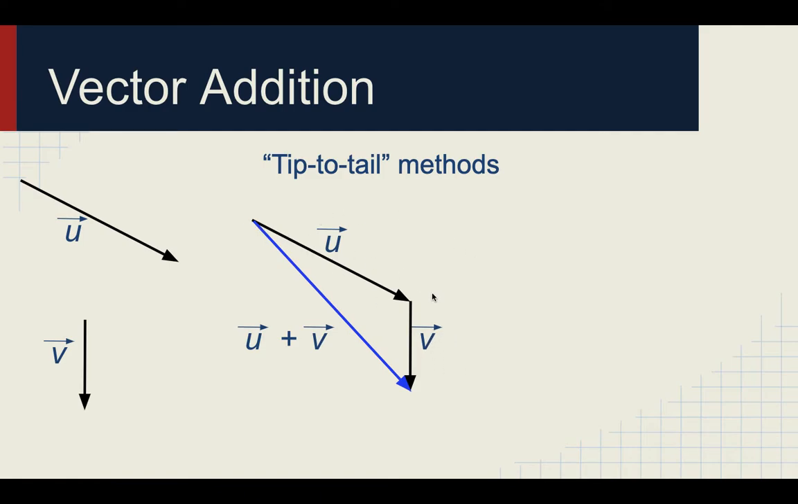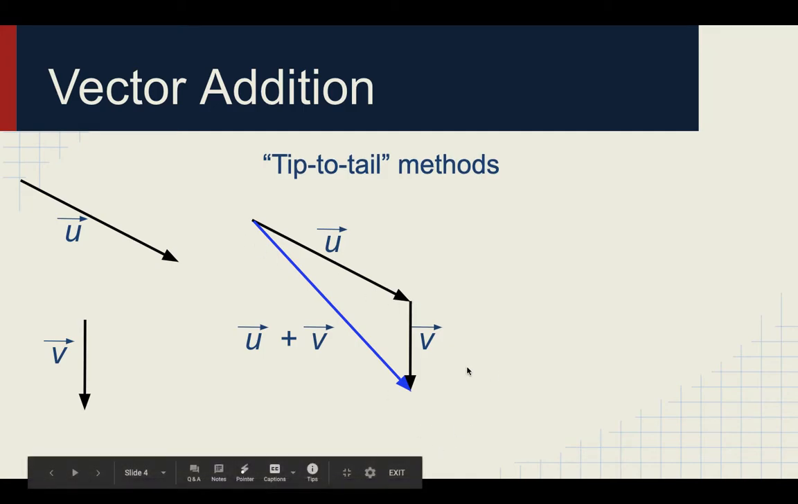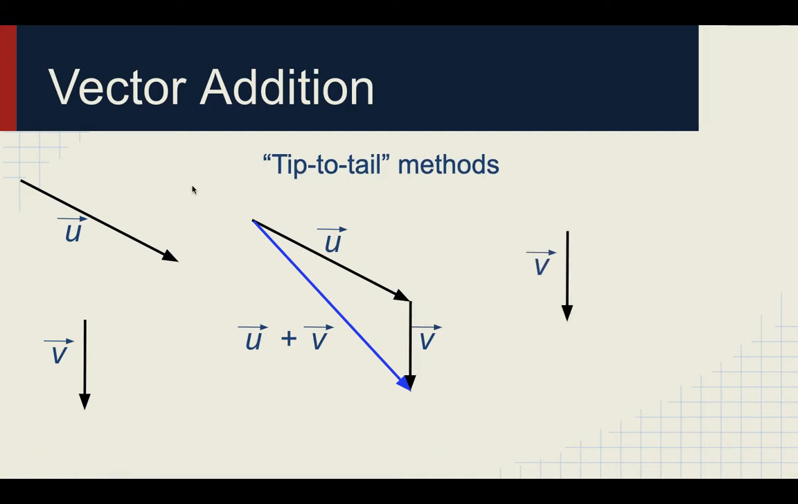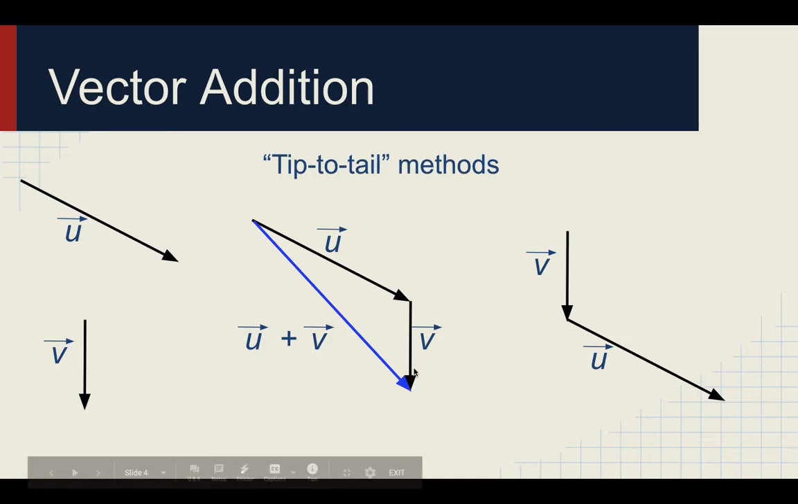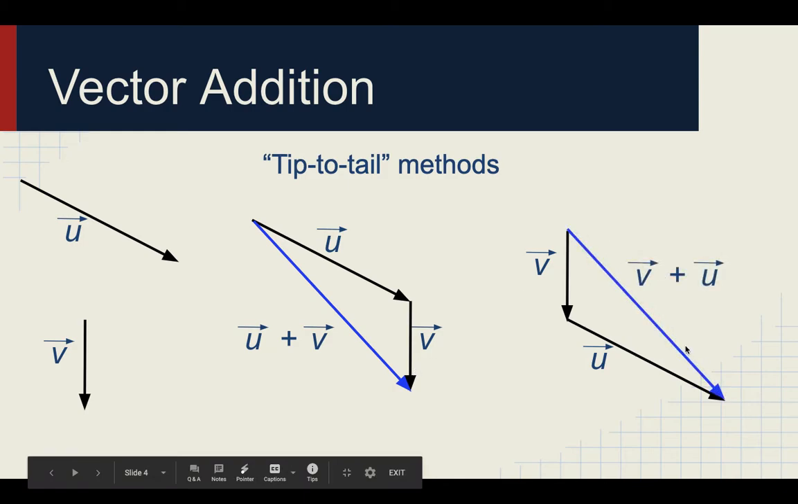So we took u, and then we put the tail of v at the tip of u to add those two together. Now notice that we could actually add them in the opposite order. If we start with v, and then take the tail of u and put it at the tip of v, it looks something like that. And if we look at the resultant, going from the tail of the first vector to the tip of the second vector, it looks like that.